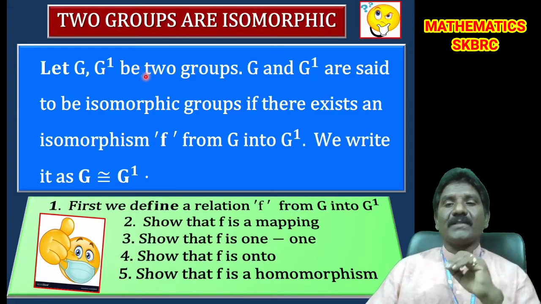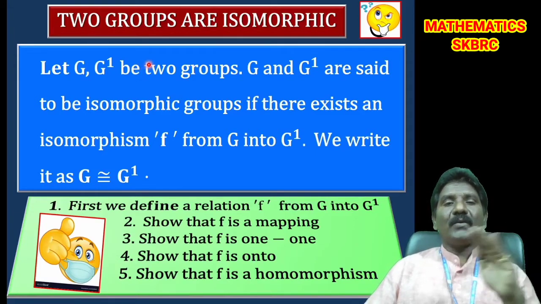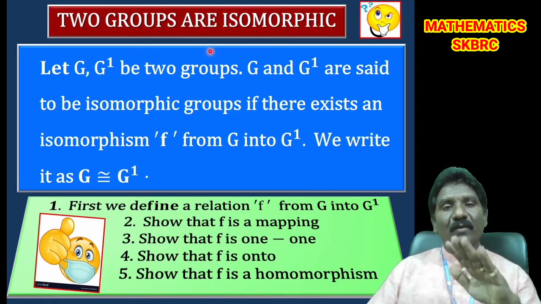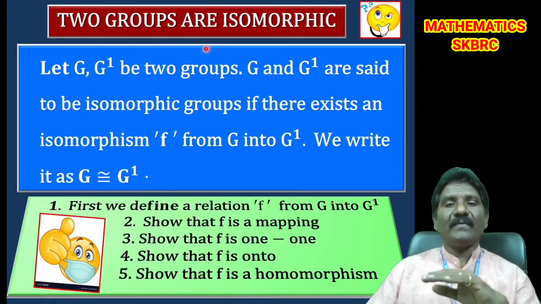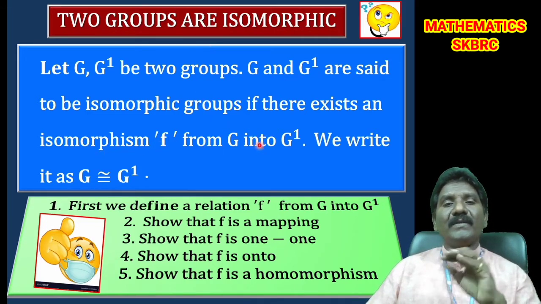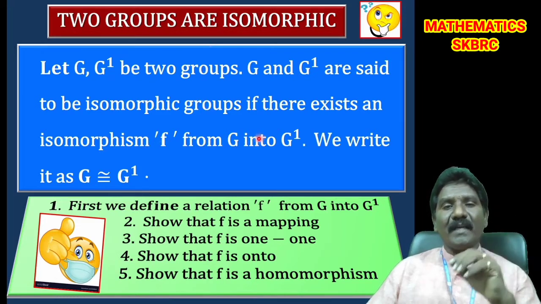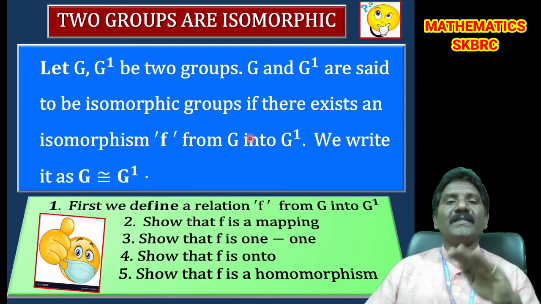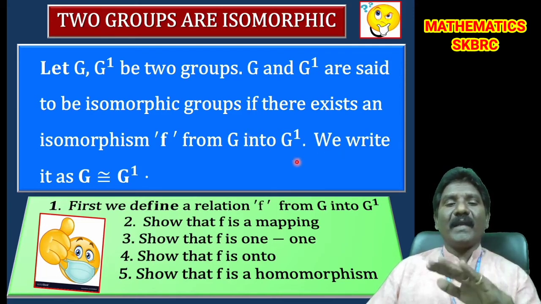Very important concept. When we say that two groups are isomorphic, consider two groups G and G dash with respect to multiplication. G and G dash are said to be isomorphic groups if there exists an isomorphism F from G into G dash. Isomorphism F from G into G dash means F satisfies three conditions. F is a 1-1 mapping, F is an onto mapping, and F is a homomorphism. Then we write G is isomorphic to G dash.